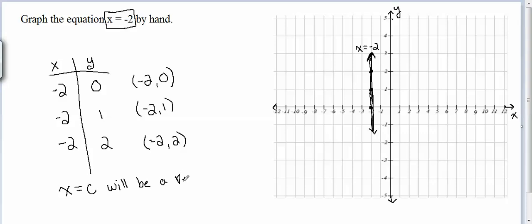Nope, that should be a v. It will be a vertical line going through the point c, 0. So whatever x is equal to, you can find that on the x-axis, and then just draw a line straight up and down, and that will give you the line described by the equation x equals c.